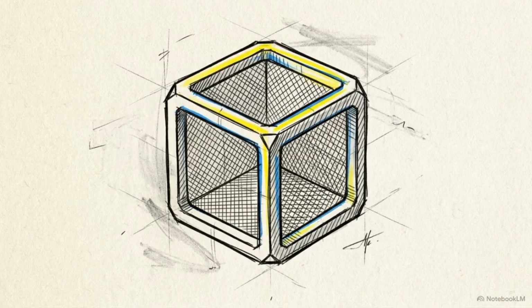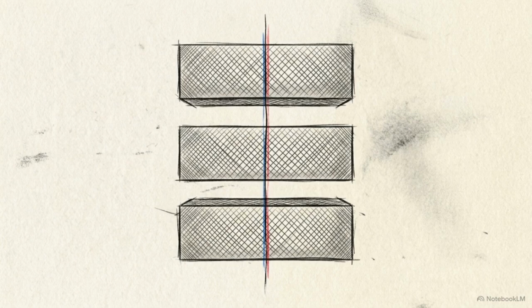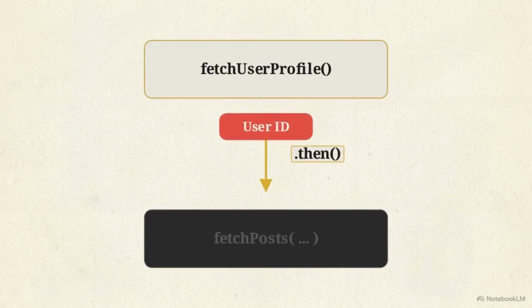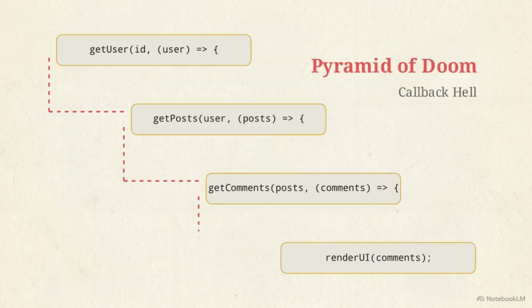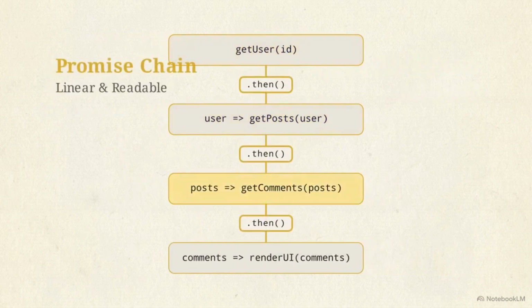To fix this, modern JavaScript introduced promises. A promise is not a function. It is a proxy object that represents the future resolution, or failure, of an asynchronous request. Instead of nesting functions inside each other, promises utilize a .then chain. Once the user profile resolves, the .then method passes the user ID directly down into the subsequent request for the posts. This flattens the execution logic, pulling it out of the deep nest and stacking it into a clean vertical sequence.